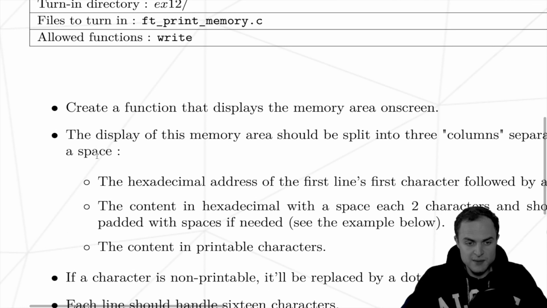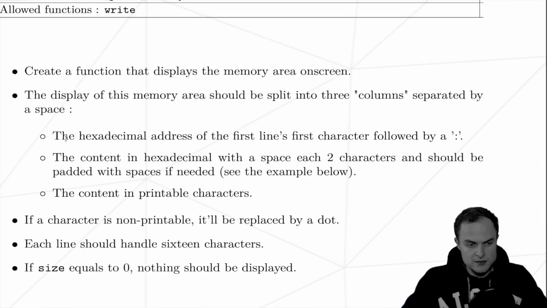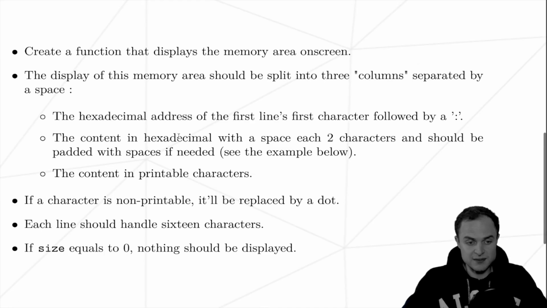The display of this memory should be split into 3 columns, separated by a space. So we have to write the hexadecimal address of the first line's first character followed by a colon, the content in hexadecimal with a space, each 2 characters, and should be padded with spaces if needed. The content in printable chars.